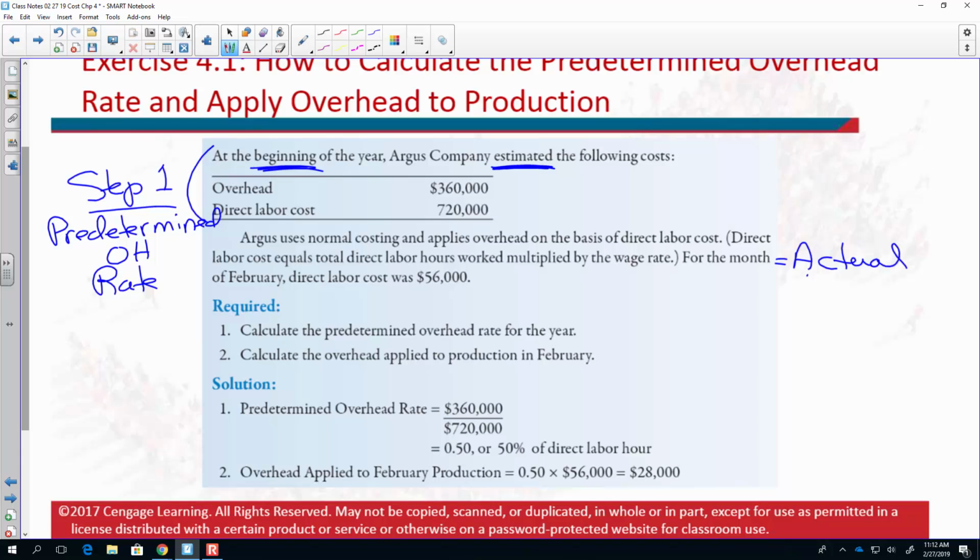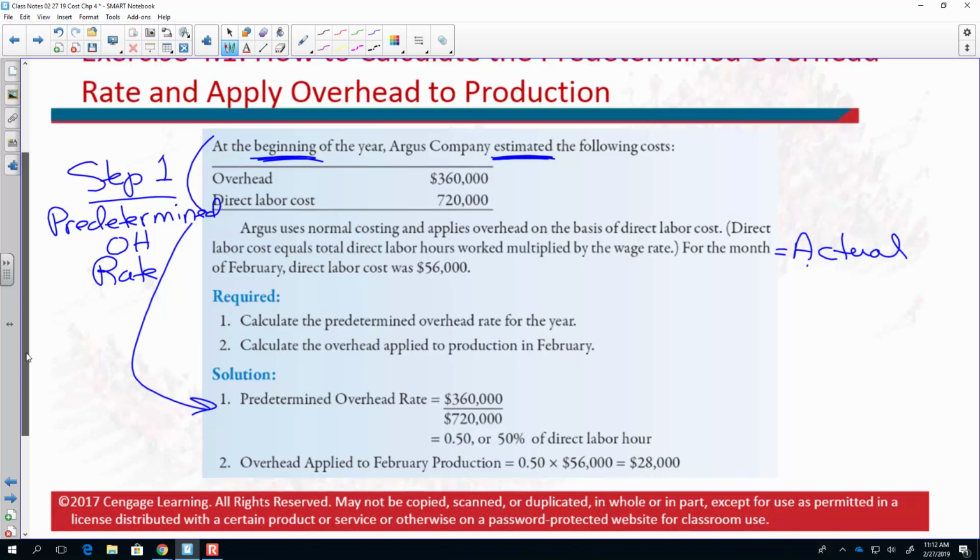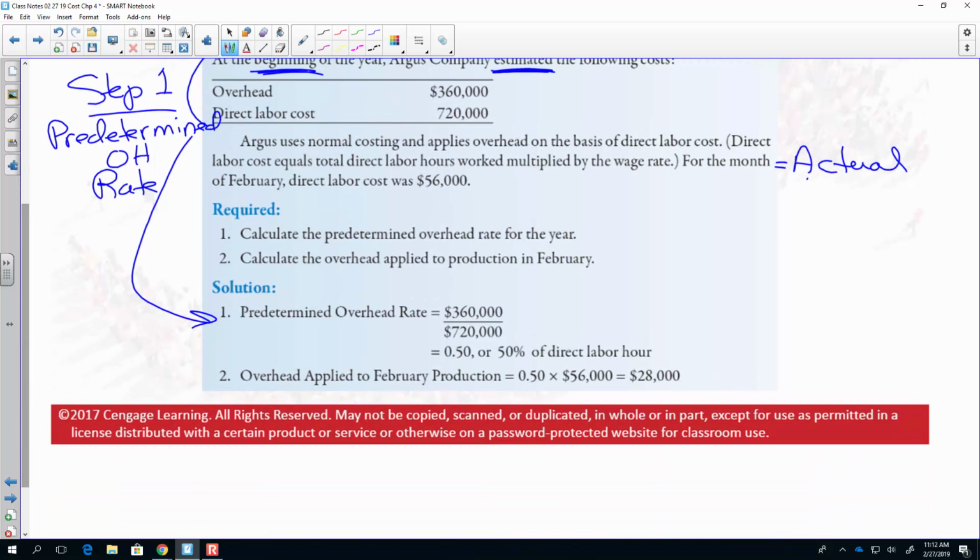So look at how they did the step 1 computation. The overhead dollars is always on top of that computation. Don't put the labor dollars on top. We're not doing it per labor dollar, we're doing it per overhead dollar. The denominator is the activity level, and this activity level is based on labor cost. This is your 25-point problem in a nutshell.